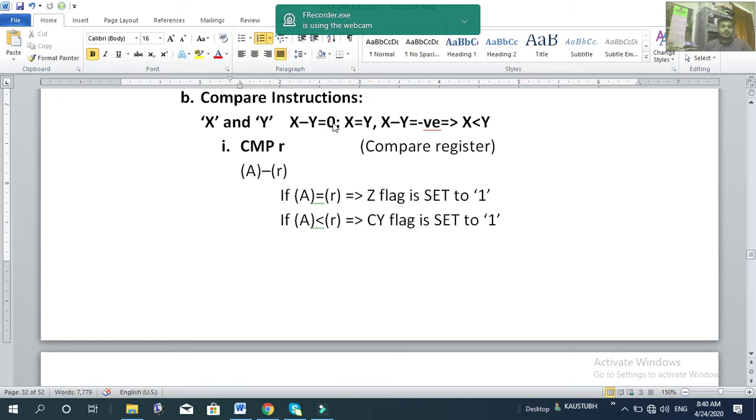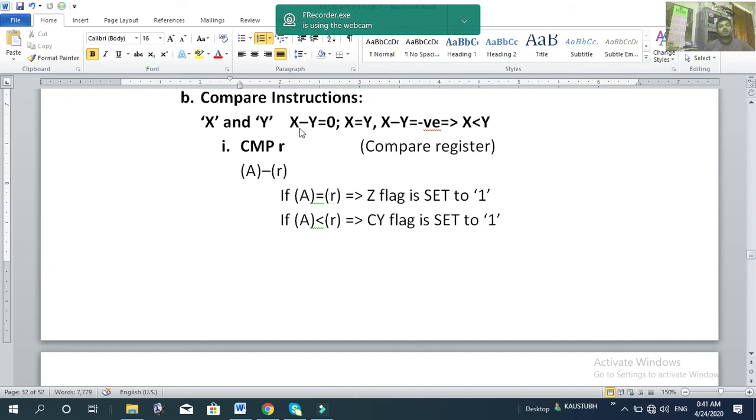the specified register, because to do any operation, as I already mentioned, one of the operands must be in the accumulator. So always the first operand, as in the subtraction instruction, the data is subtracted from the accumulator. So for the comparing instructions also, the subtraction is always from the accumulator. Accordingly there are 3 instructions: CMP R, CMP M, CPI data.